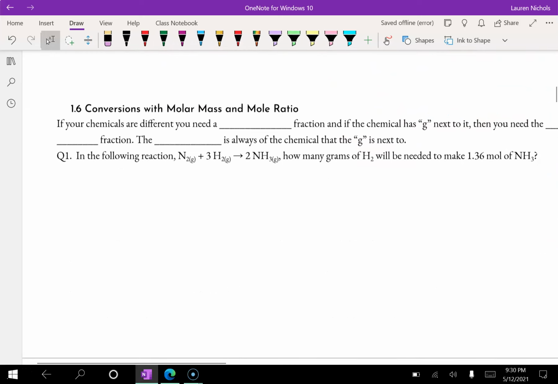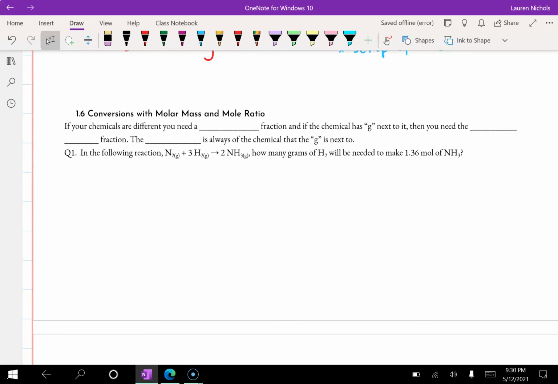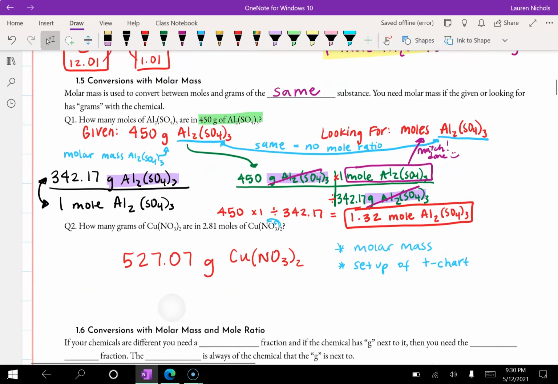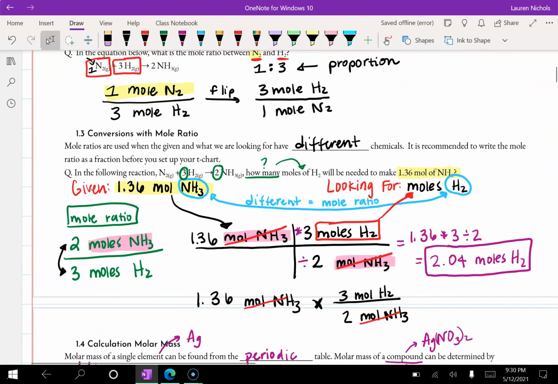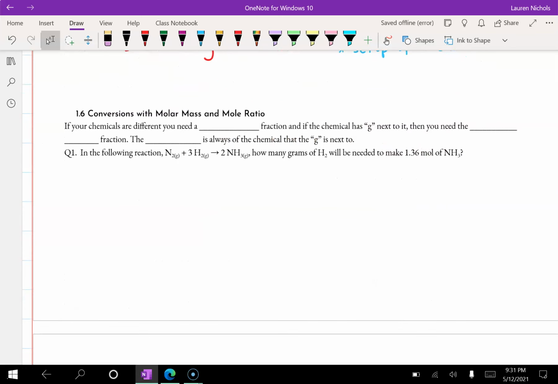So skill number 6 is actually a combination of skill 5, where we do conversions with molar mass, and skill 3, where we do conversions with mole ratio. So where you need a conversion with both. We know that this is kind of just a review at this point, but if your chemicals are different, you need a mole ratio fraction in your t-chart. And if the chemical has a G next to it, then you need the molar mass fraction. And so if you have a problem that has both, you're going to need those things.